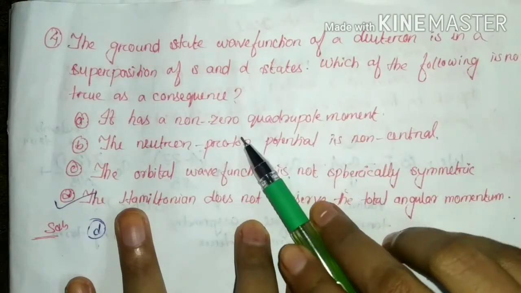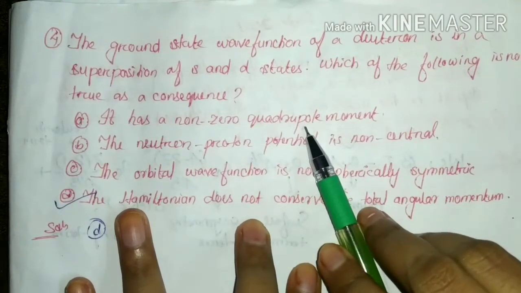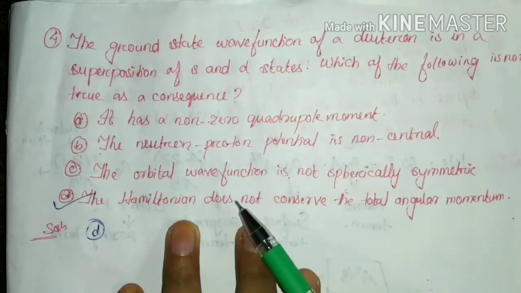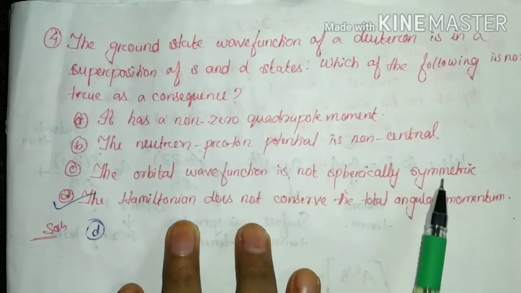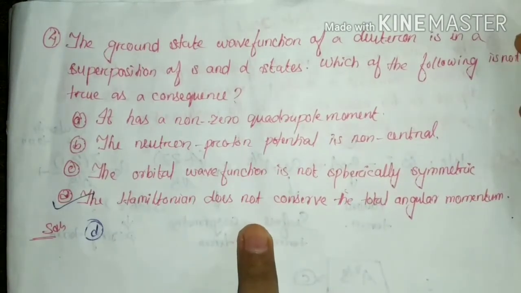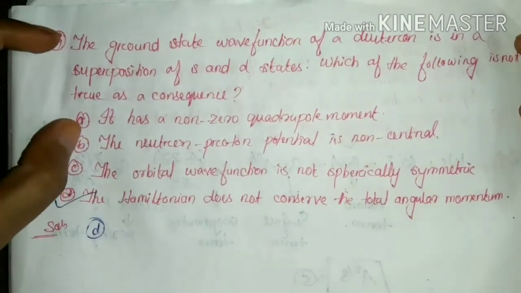The first one is it has a non-zero quadrupole moment, which is true. The neutron-proton potential is non-central, which is also true. The orbital wave function is not spherically symmetric. This is also true. And the Hamiltonian does not conserve the total angular momentum, which is a false statement, because the Hamiltonian conserves the total angular momentum in this particular case.